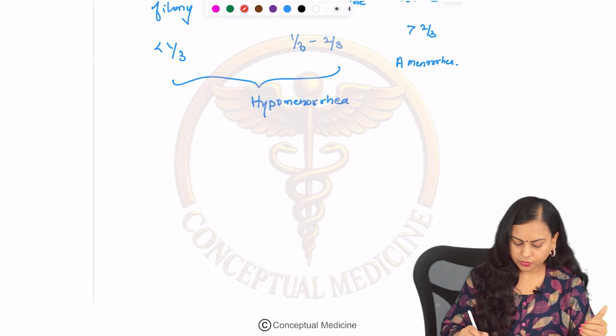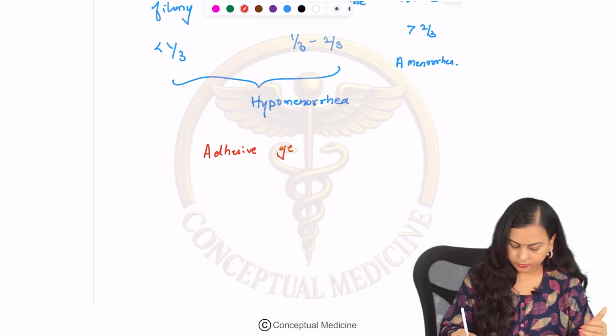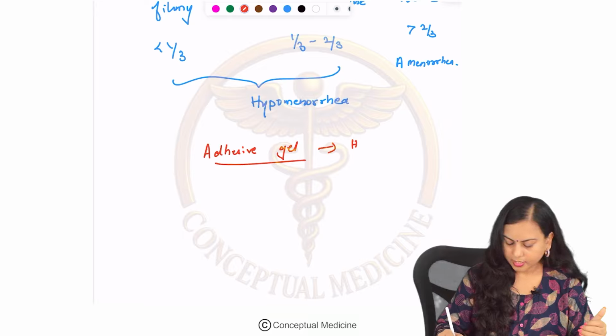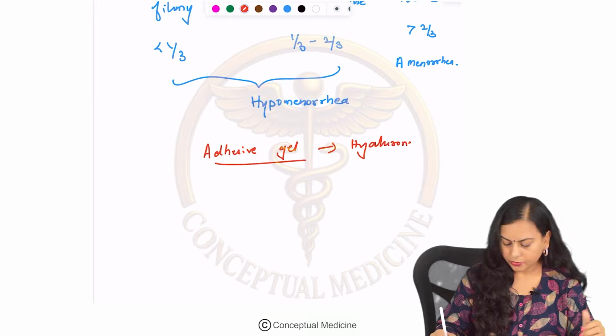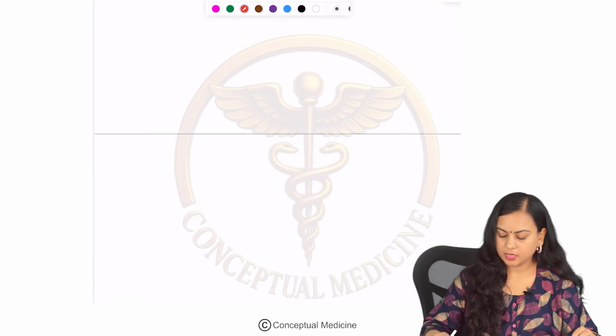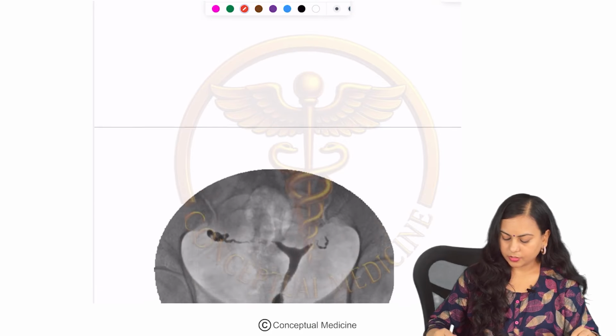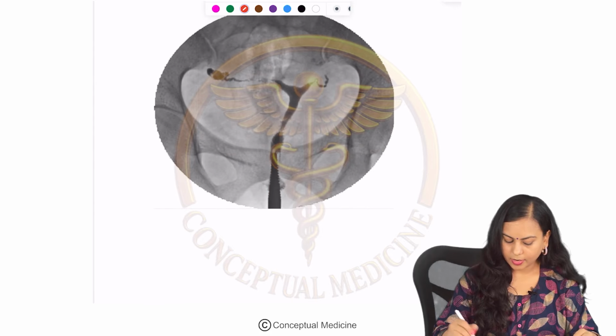Another option is you can offer to keep adhesive gel that is containing hyaluronidase. Clear? Yes. Now, coming to the next one.